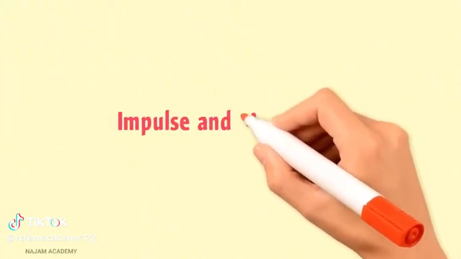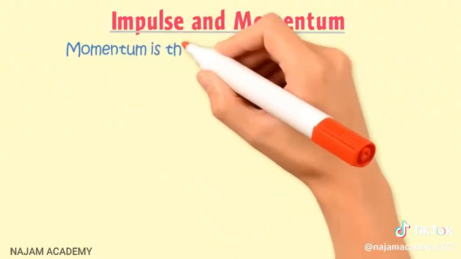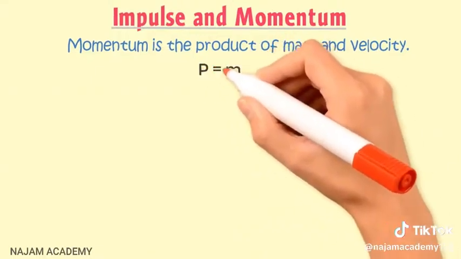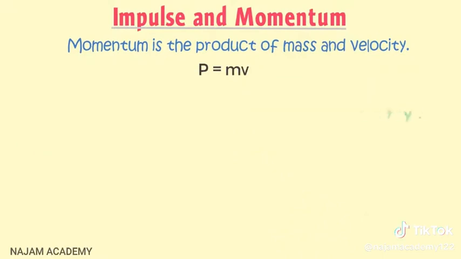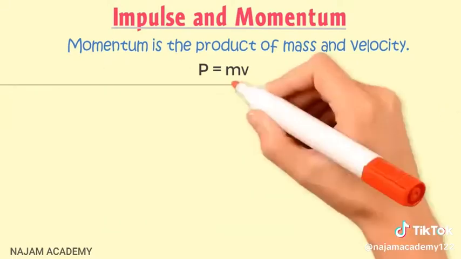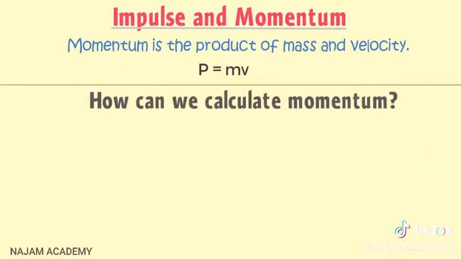Impulse and momentum. In the previous lecture, we learned that momentum is the product of mass and velocity. Mathematically, momentum is P equal to m into v. We know that velocity is a vector quantity, hence momentum is also a vector quantity. Now let me teach you how we can calculate momentum.